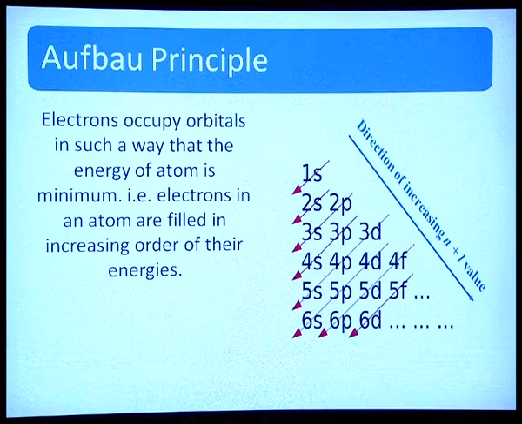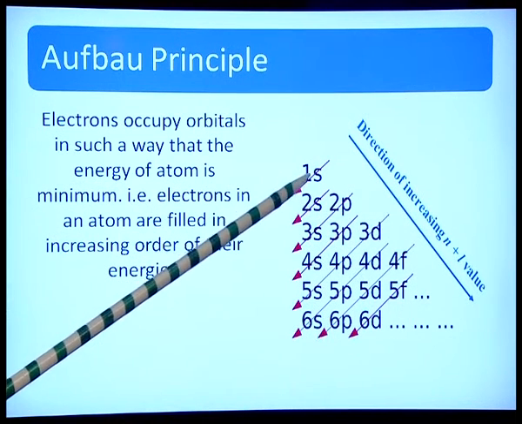Let us now take up the distribution of electrons in these shells and subshells. Such a distribution of electrons is called electronic configuration and is governed by 3 basic rules or principles. Aufbau principle. This principle is concerned with the energy of the atom and states that electrons occupy orbitals in such a way that the energy of the atom is minimum. That is, electrons in an atom are filled in increasing order of their energy.